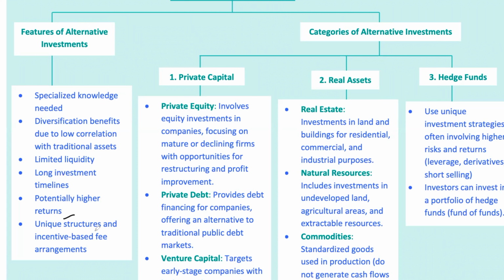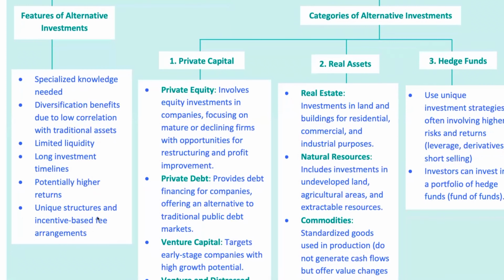Also, let's not forget the structure of incentives. Many alternatives come with performance-based fees. You might hear terms like 2 and 20 in hedge funds. That's 2% management and 20% of profits. These structures are meant to align managers' interests with investors, but they can also make costs steep.